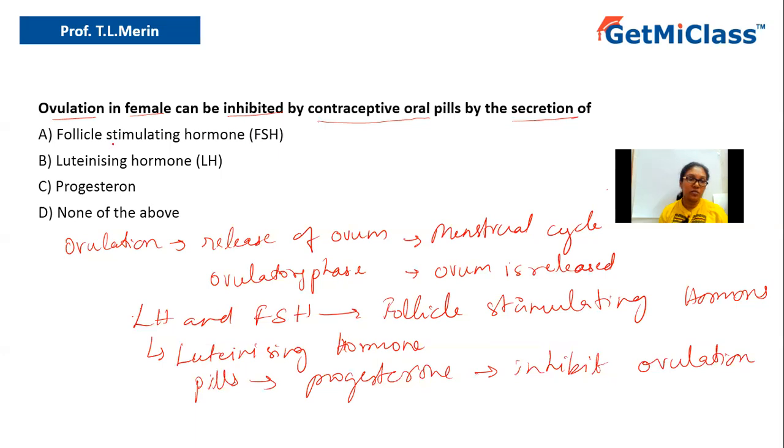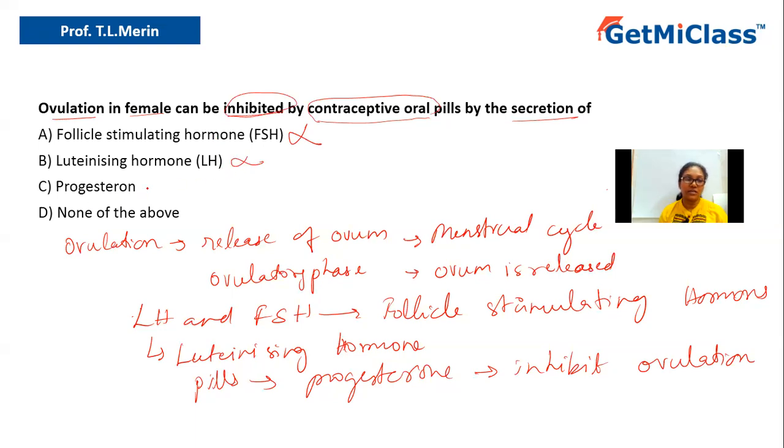So let us look at the options. Option A says follicle stimulating hormone. This doesn't inhibit, in fact, it induces. Hence it is ruled out. Option B, luteinizing hormone. Luteinizing hormone again induces the ovulation process. Hence it is ruled out. Because we are looking for the hormone which inhibits the ovulation process, and they are talking about the hormones present in the contraceptive oral pills. So these two hormones should not be there because these will induce the process of ovulation.